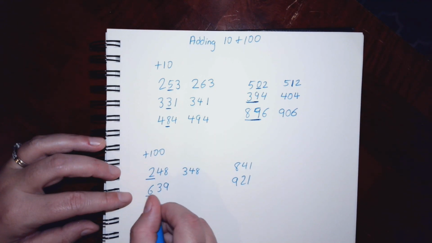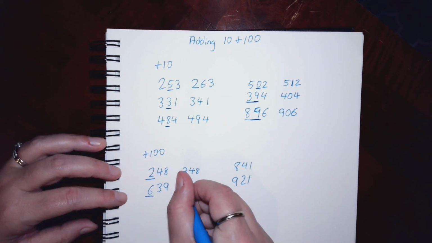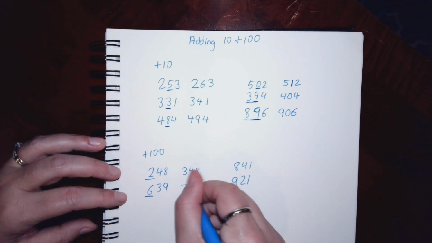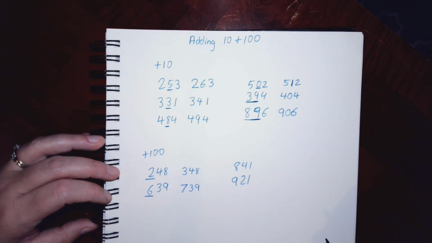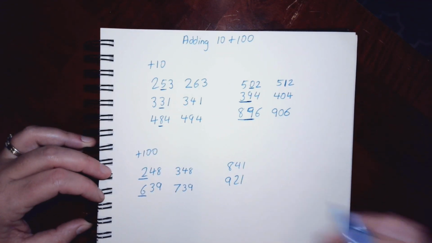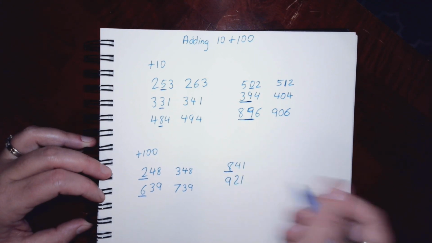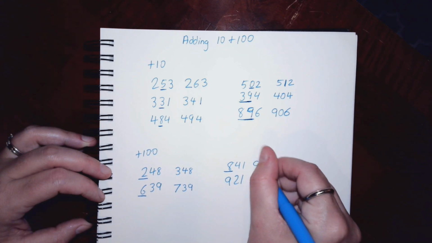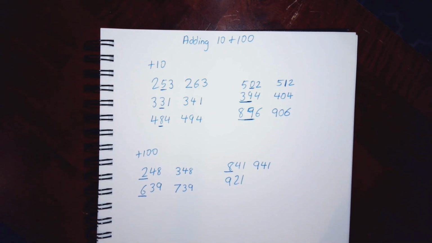May I identify my next one? 639. I need to add 100 to that, so instead of 600s, I now have 700s. Again, I am not doing anything to my tens or ones. So then I have 639, 739. Next one, I'm going to identify my hundreds. I have 8 hundreds. Add one more 100, that would give me 900. Keeping my tens and ones, 941.